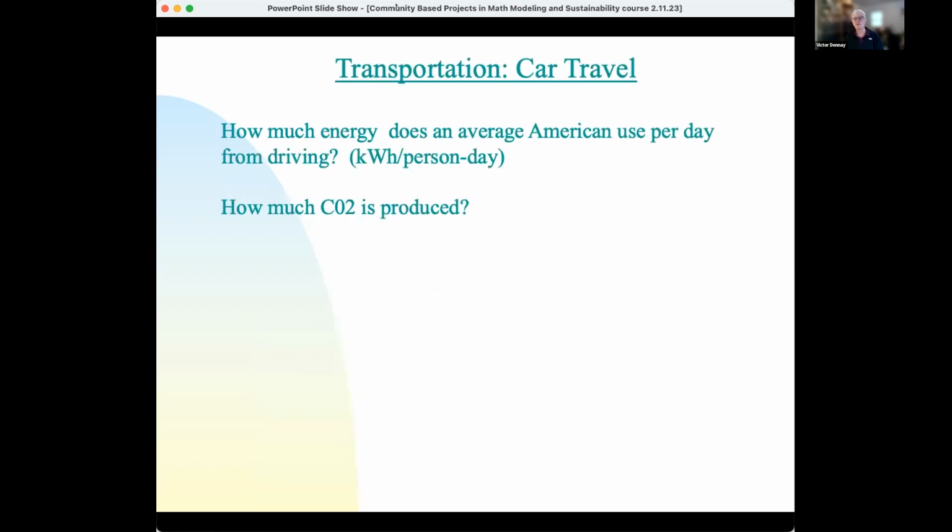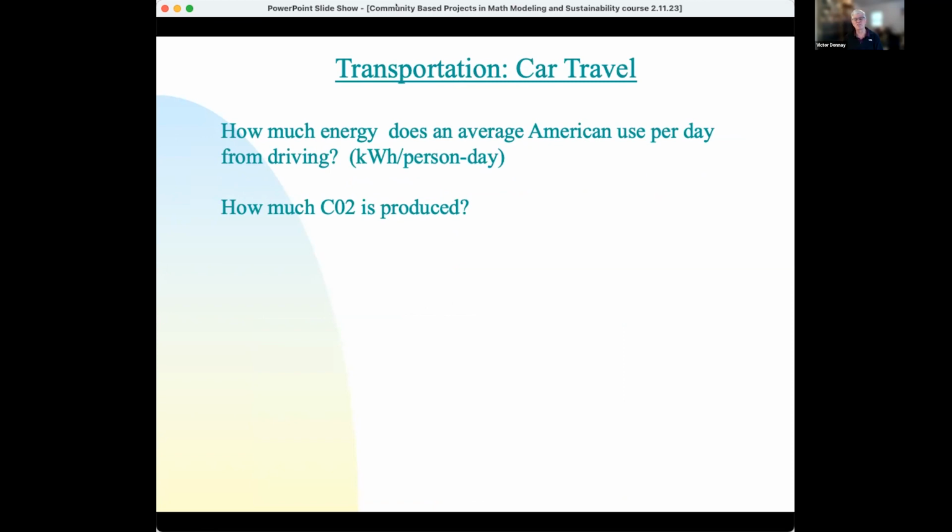So we'll just do one example together to give you the flavor for what he does around car travel. So how much energy does the average American use per day from driving a car? And for a student who's maybe even taken calculus and advanced math, they may have never thought about this type of almost Fermi problem of modeling. So even this is kind of opening their eyes to how you do this.